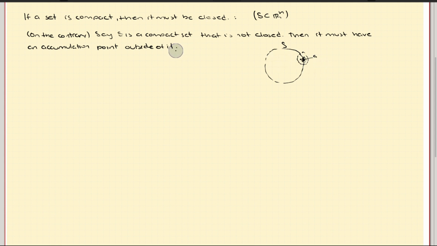And if a set is closed, it contains all of its accumulation points. So our assumption here is that we have a compact set and it's not closed, so it must have an accumulation point that's not contained in it, right? So we should have a point like that.